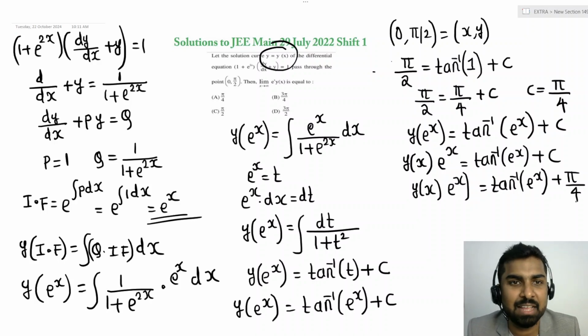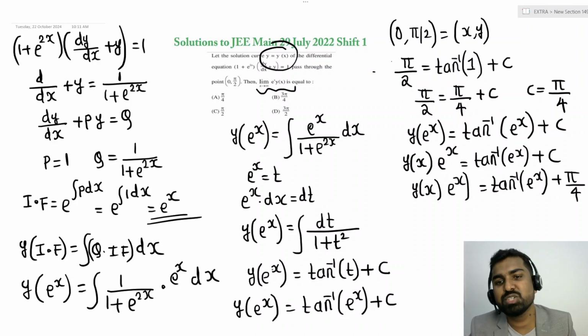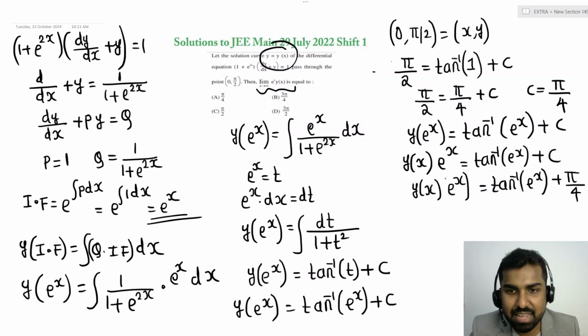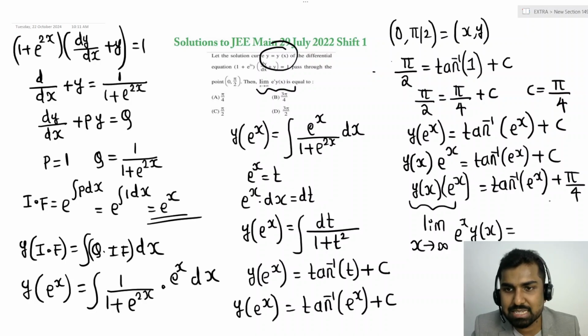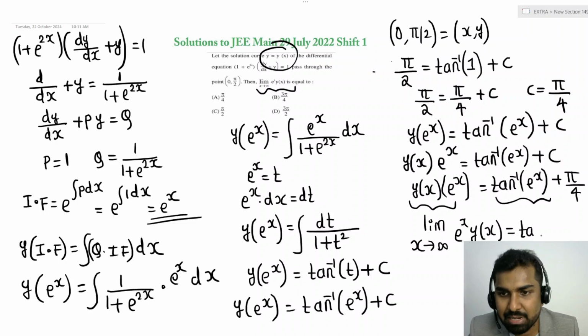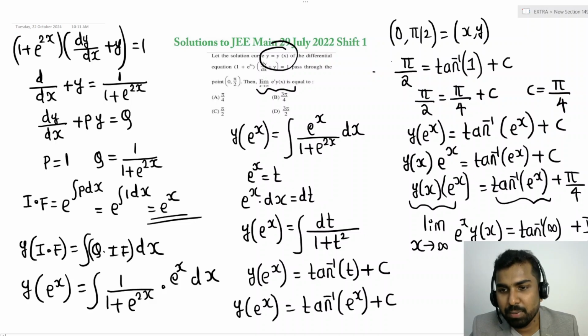Now you have to do one thing. They are telling us to find the value of the limit as x tends to infinity of e raised to x into y of x. Yes, here we have this e raised to x into y of x, so we want to find the limit of this function. The limit as x tends to infinity of e raised to x into y of x will be equal to, just apply x tends to infinity in the RHS part. This becomes tan inverse of infinity, e raised to infinity, plus pi by 4. Simplifying, tan inverse infinity, we know, is equal to pi by 2, plus pi by 4.